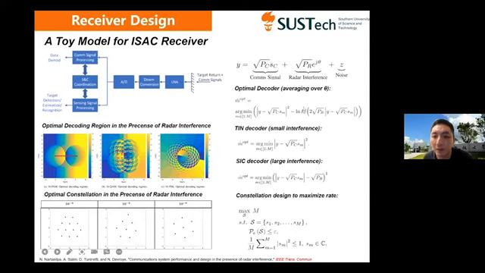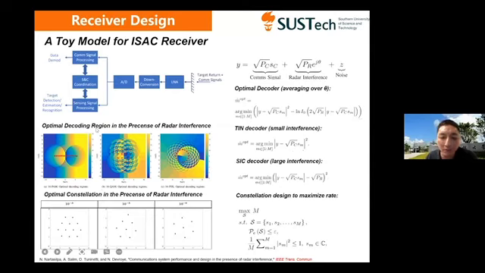where I0 is the Bessel function, okay? So in different cases, for example, if the radar interference is small, then this part can be omitted, and this becomes the treat-interference-as-noise decoder, which is well known in information theory, so the TIN decoder. And if the interference is large, then this Bessel function can be approximated as here. Okay, so this can be a successive interference cancellation decoder, which means that we need to first cancel the interference of the radar and then decode the communication symbols. So this is the so-called ISAC decoder.